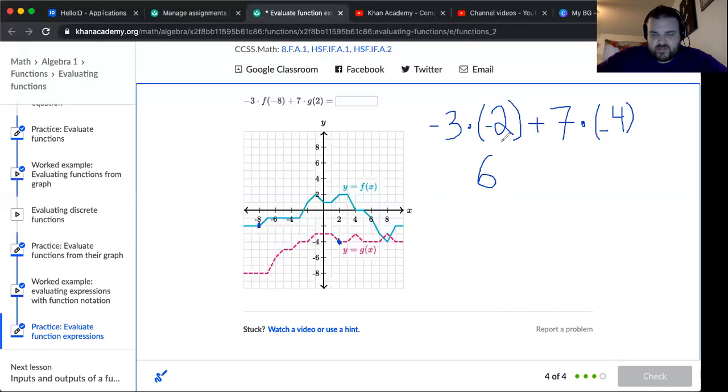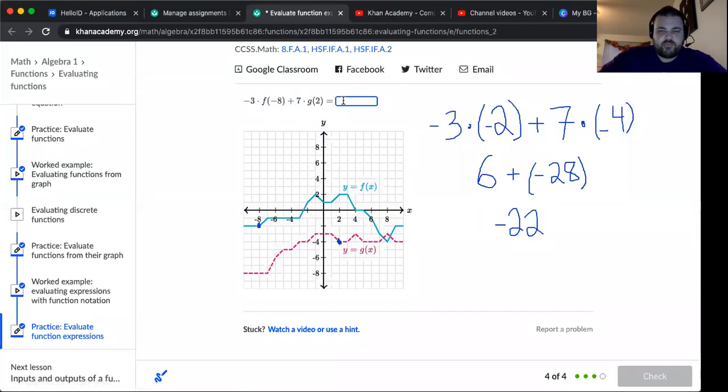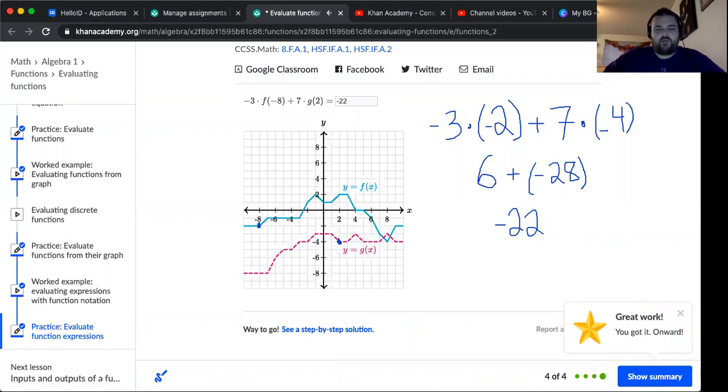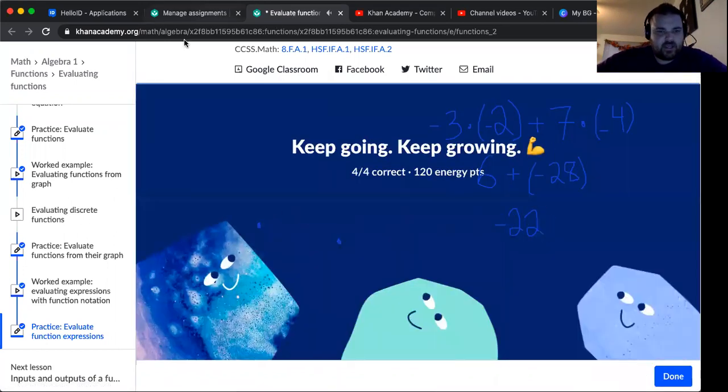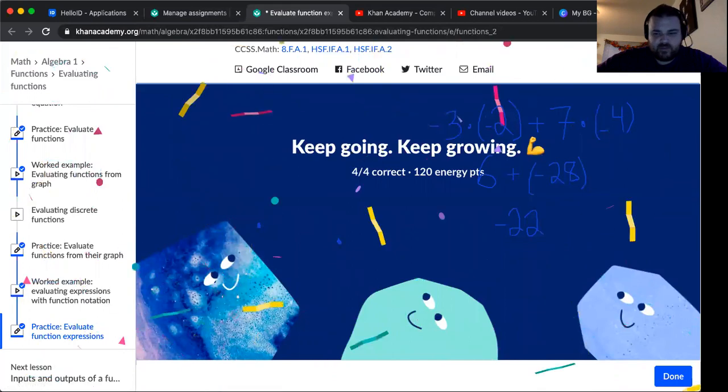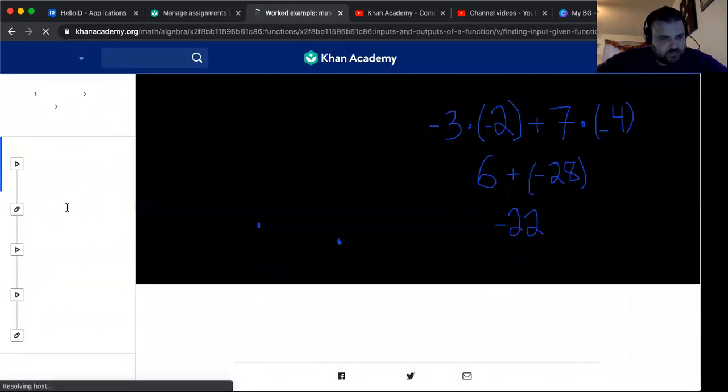So we have -3 times -2 is 6. 7 times -4. So we're adding 7 times -4, that's going to be a negative number, 28. 6 plus a -28, and that produces a final answer of -22. The answer to this one is -22. Hopefully I got it correct, and 3 out of 3. Got 1 more to go. I'll do 1 more with you guys, and then hopefully that's enough to make you guys successful at this. Let me go ahead and bring this back up.